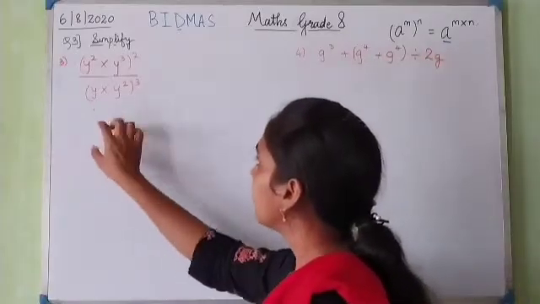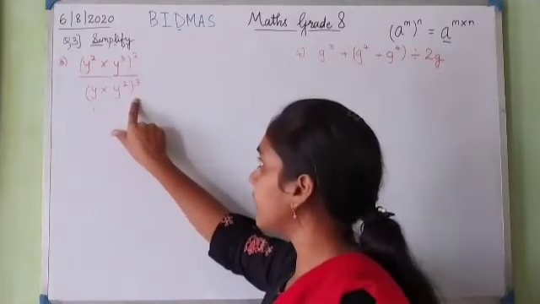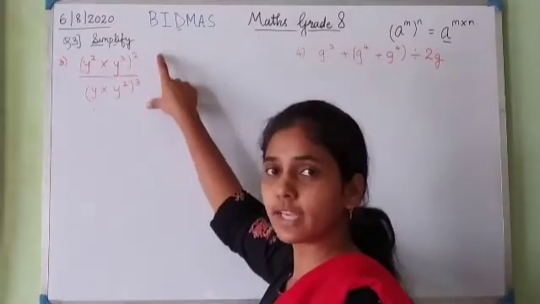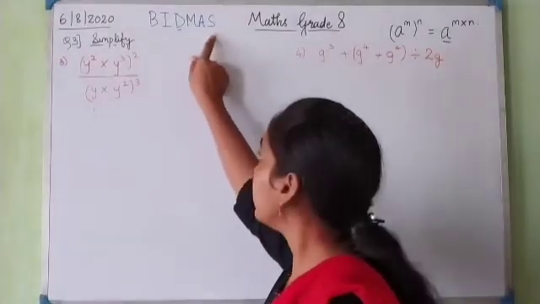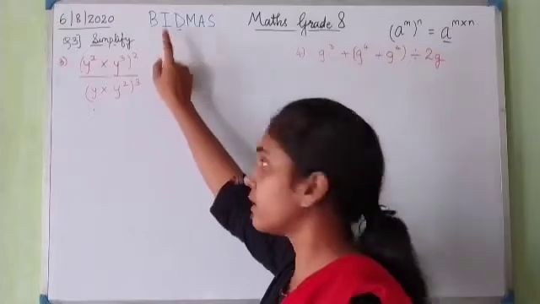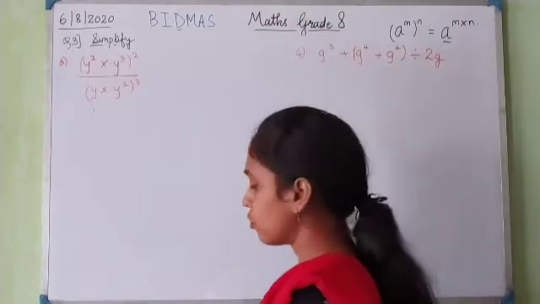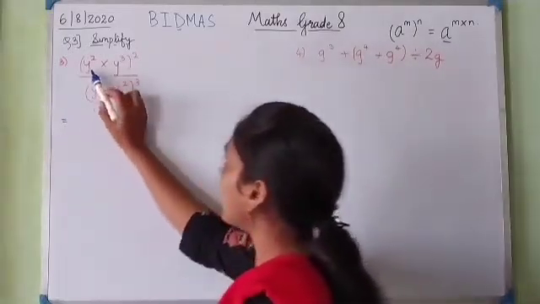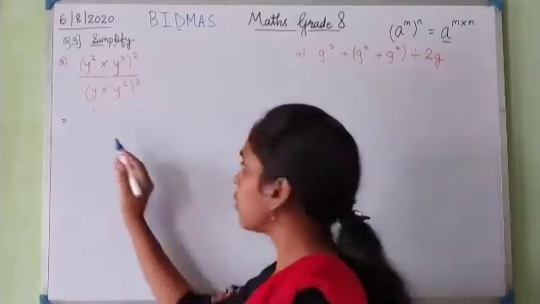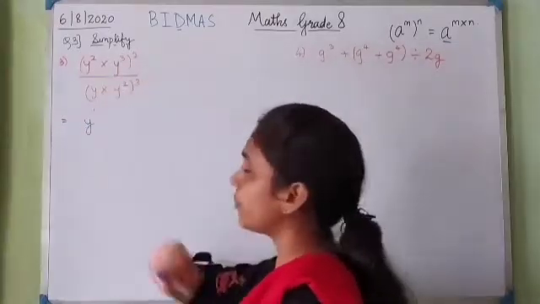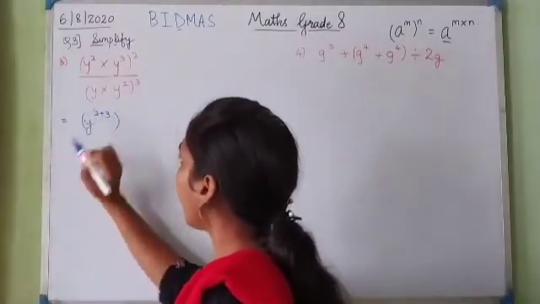The third example, see, there is a bracket in the numerator and bracket in the denominator also, and there is a power outside the bracket, right? So according to the BIDMAS rule, what do we do? We solve the brackets first, right? So here there is a bracket and we have to solve the bracket first. So to solve the bracket, this is y raised to 2 multiplied by y raised to 3. So according to the first law, bases are same and the indices are different. So we add them. So this will be 2 plus 3 and the bracket will remain.